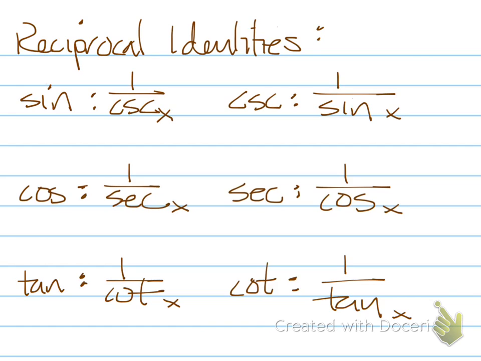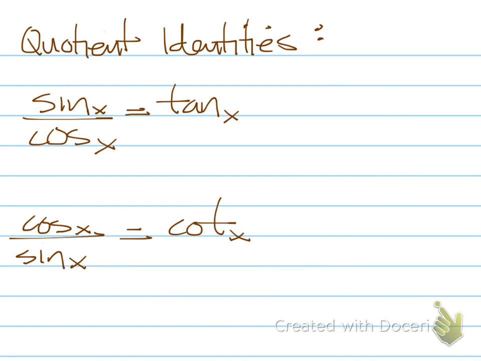We have the reciprocal identities, which say that sine equals 1 over cosecant, cosine equals 1 over secant, tangent equals 1 over cotangent. Cosecant is 1 over sine, secant is 1 over cosine, and cotangent equals 1 over tangent. Quotient identities say that sine over cosine equals tangent, and cosine over sine equals cotangent.